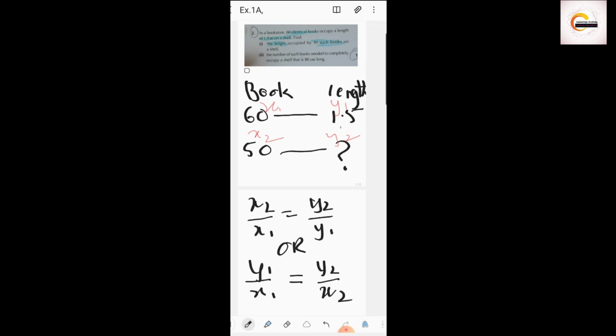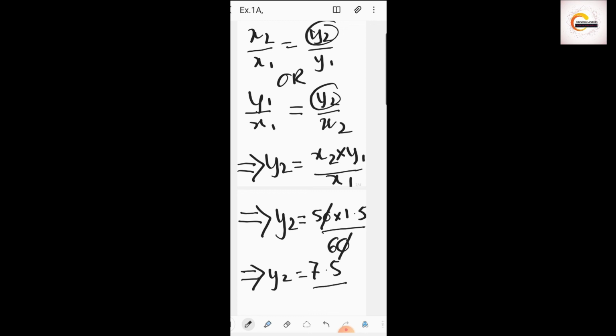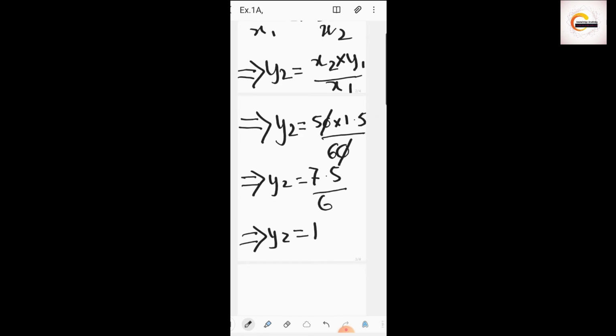The formula, so y2 is in the numerator. I think we can use any of the formula, taking the values that we have in data. y2 is equals to 50 multiplied by 1.5 over 60. So 0 and 0 cancel. 7.5 upon 6. And if you want me to show the rough work as well, just let me know. I will show you the rough work as well. 1.25 after division. So never forget the unit in which we have to give the answer. 1.25 meter. This is our answer.